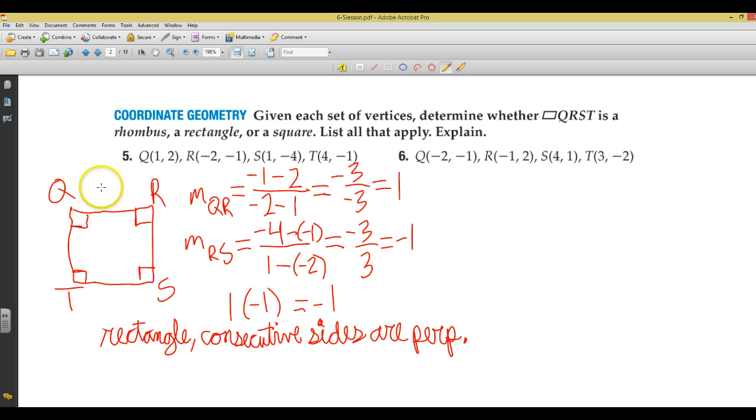So to determine if the parallelogram is a rhombus, we have a theorem that states that if consecutive sides are congruent, then the parallelogram is a rhombus. So we want to see if the lengths of QR and RS are the same. So we need the distance formula for that.